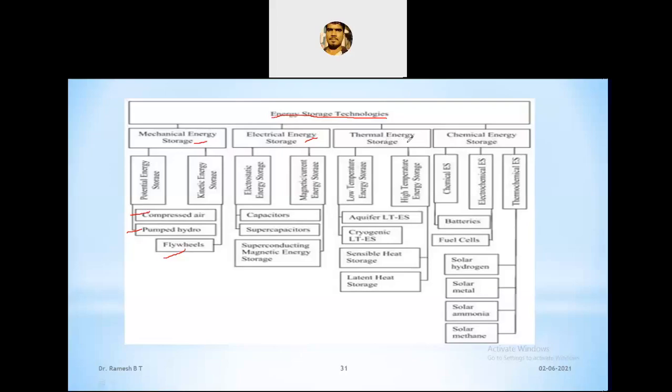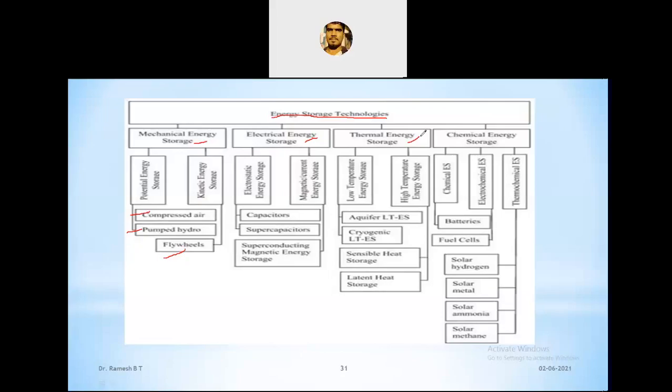And thermal storage, that is low temperature energy storage and high temperature. Thermal means related to heat and temperature, only heat and temperature. There is no kinetic, no mechanical, no electrons. Here, if it is low, it means aquifers or cryogenic. That is low temperature energy storage. But high temperature energy storage means sensible heat and latent heat. There are sub classifications.